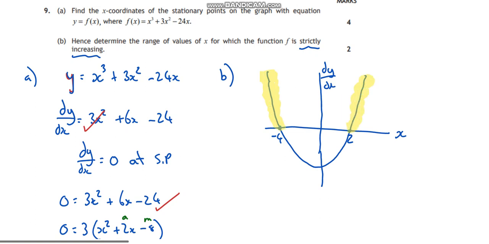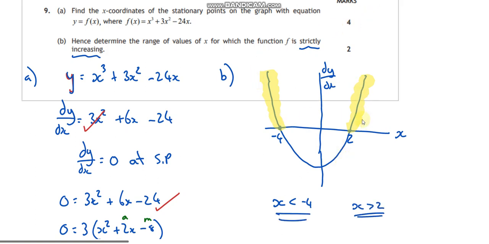Because if I was to go along from, say, here to here, I would get a positive: that's the gradient of 1, gradient of 2, gradient of 3, etc. So anything above that x-axis is positive. Anything below that x-axis is negative. So quite simply, when x is less than negative 4, it's increasing, and when x is greater than 2, it's increasing. That's my positive gradient.